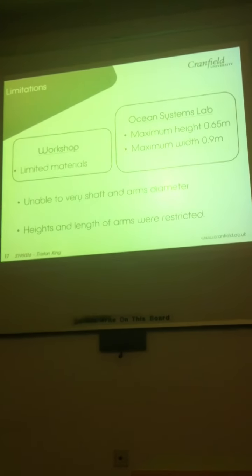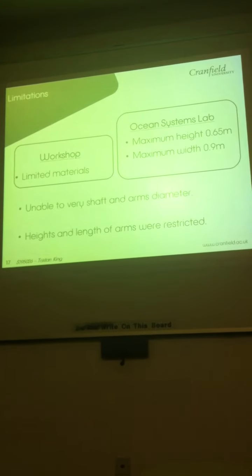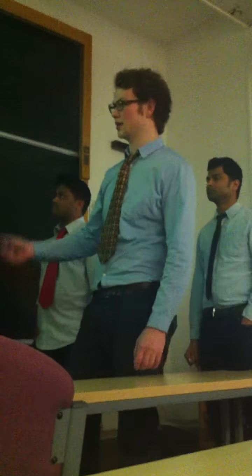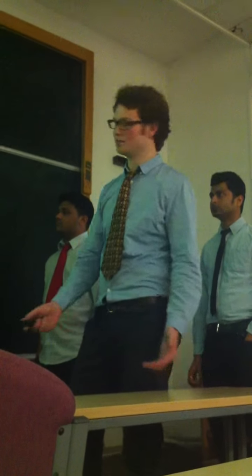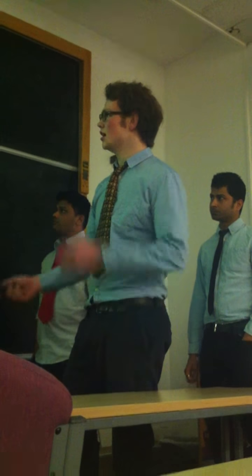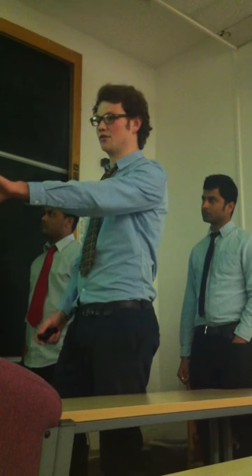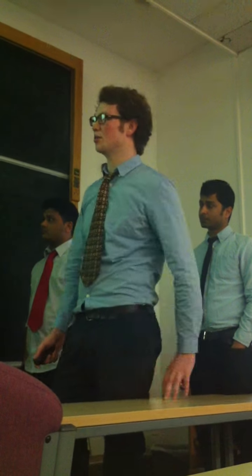We then looked at the limitations of the problem. So we had limited materials from the workshop, so we weren't able to vary the shaft or the diameter of the arms. Also, the ocean lab had a maximum size, so we had limits on the height that our model could be. So we ended up with 4 variables, 7 equations calculated for the 7 characteristics of the model, and we had to equate these with the subscale values that Kadir had worked out.